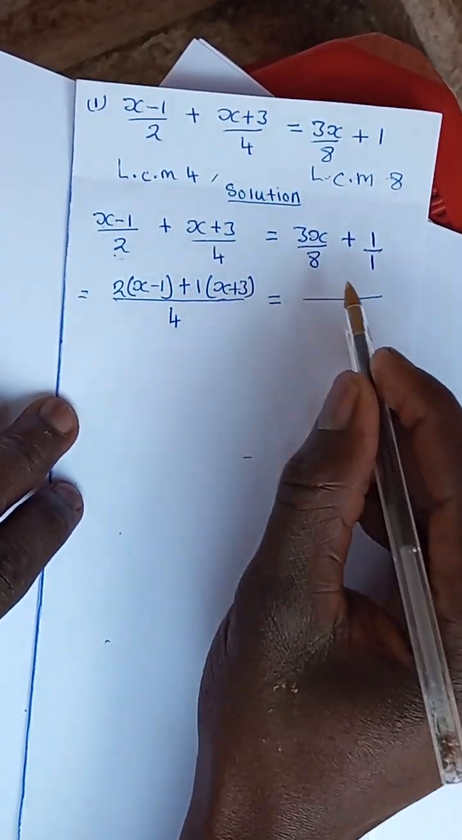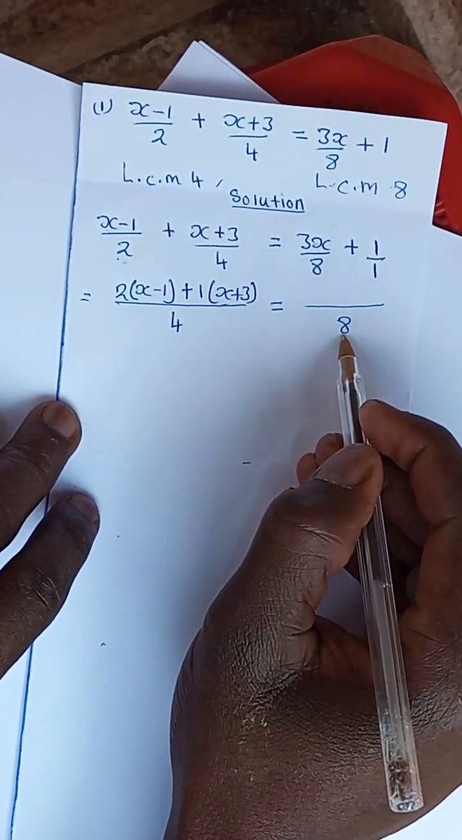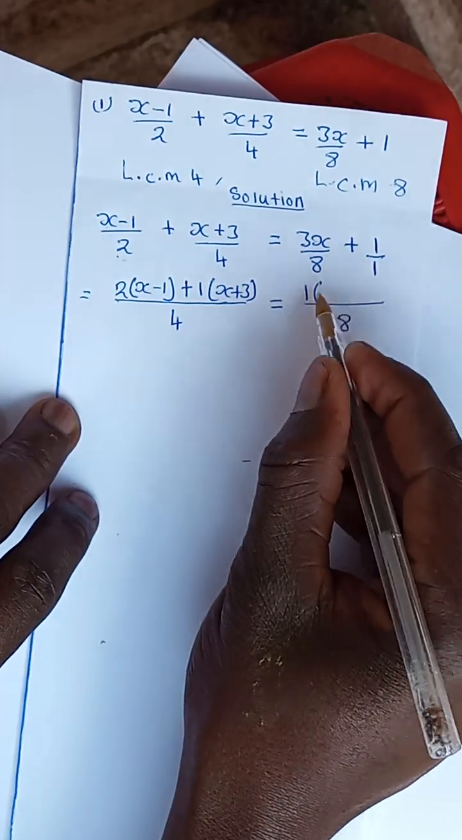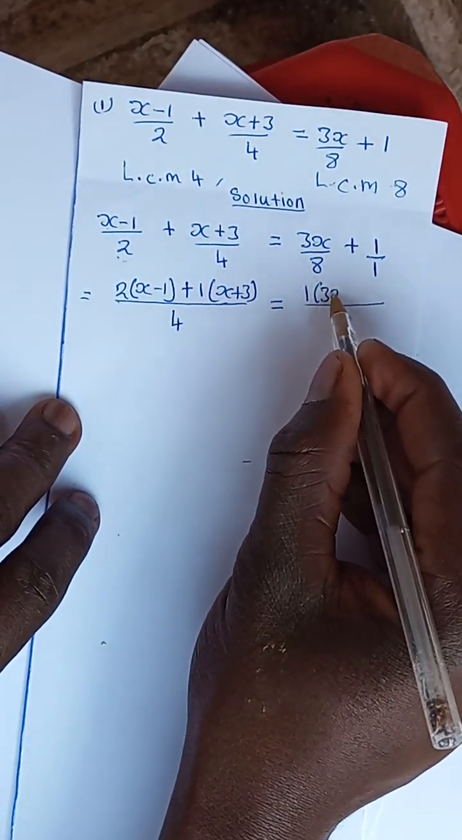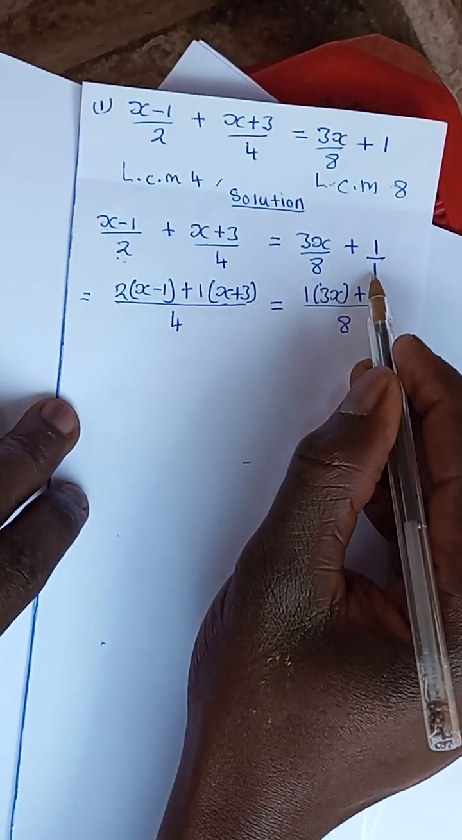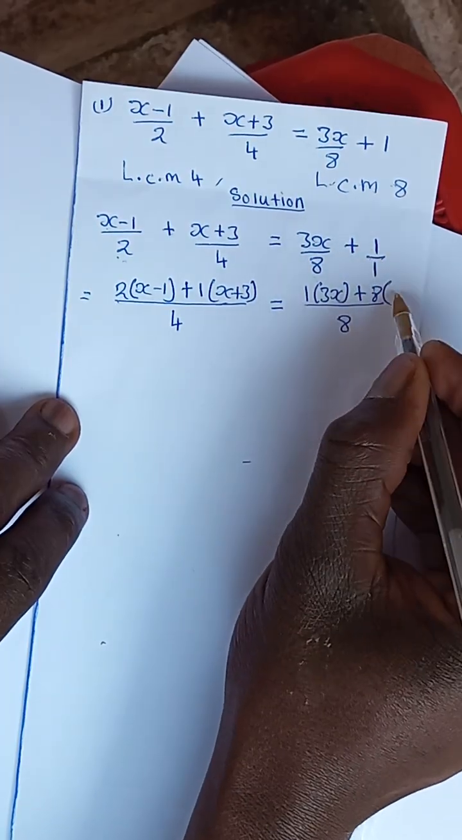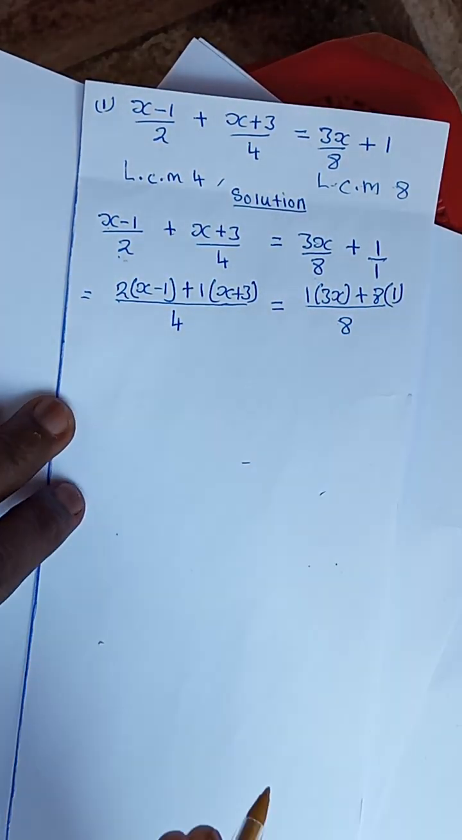Now for this one, the LCM is 8. How many times can 8 enter into 8? 1 times. Multiply by 3x. Here is plus. We also put here plus. How many times can 1 enter into 8? 8 times. Multiply by 1.